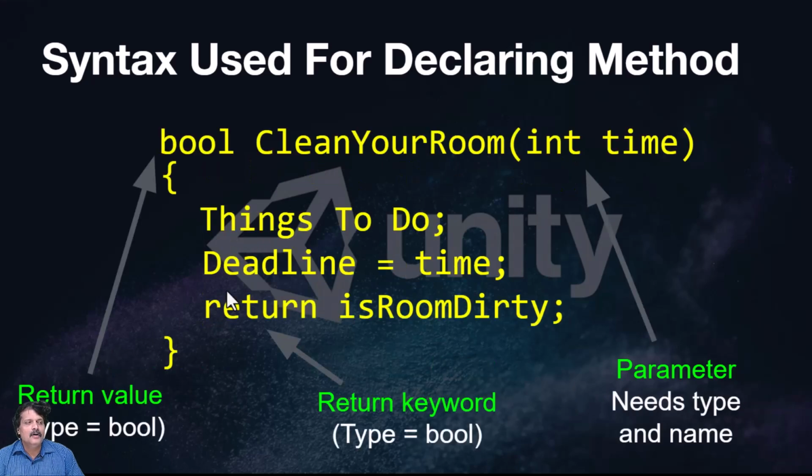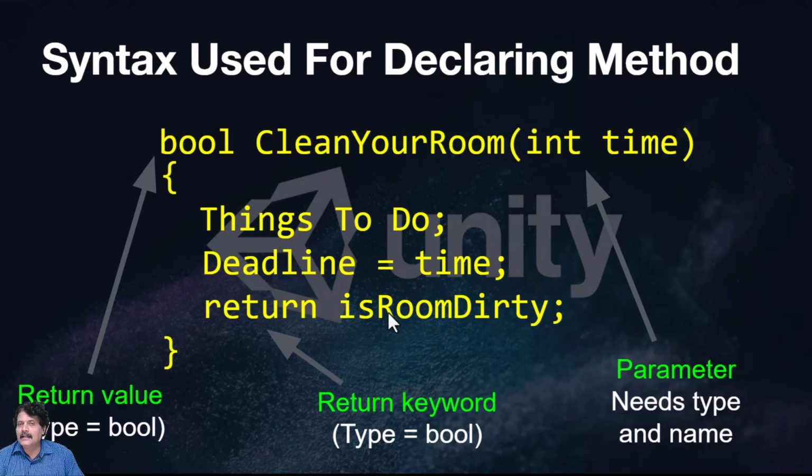So, now for example, here if I want to return the value is room dirty, we are going to declare it as a bool, clean your room, and we are going to declare an integer time. Now, in things to do, we are going to set our deadline to the time and return is room dirty. So, if it is dirty, it will return true. If it is not dirty, it will return false.